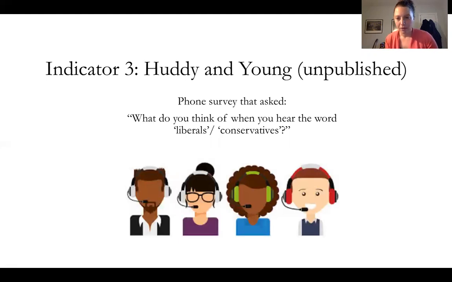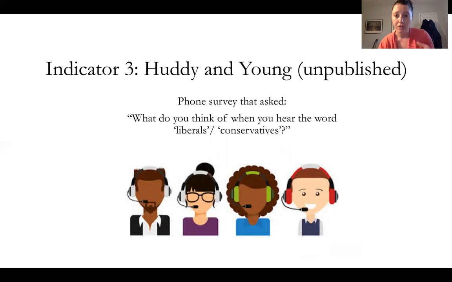Indicator 3, I love this study. I think it's still unpublished, which is a shame. But indicator 3 is by Huddy and Young. This was a phone survey that was conducted in New York State, and it's an open-ended question survey. So what they do is they ask people, when you hear the words liberal and conservative, what do you think of first? And they're allowed to write anything that they want. They can write a sentence, they can write a 5-paragraph essay.